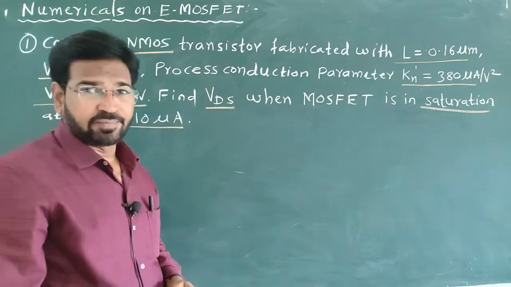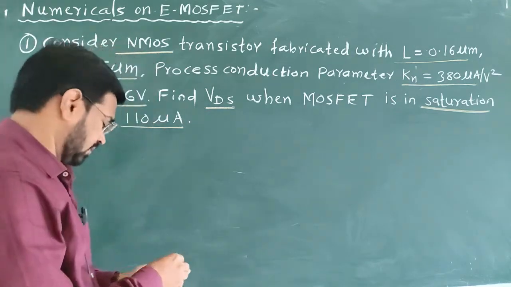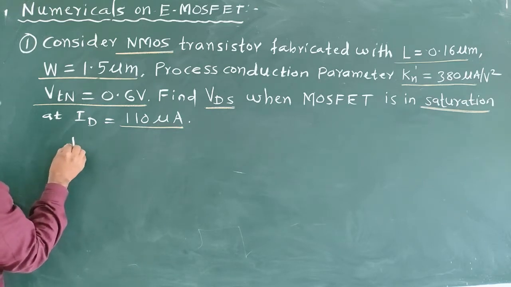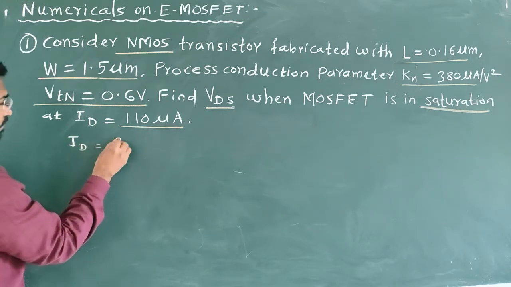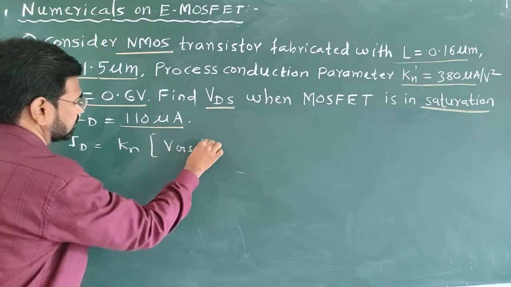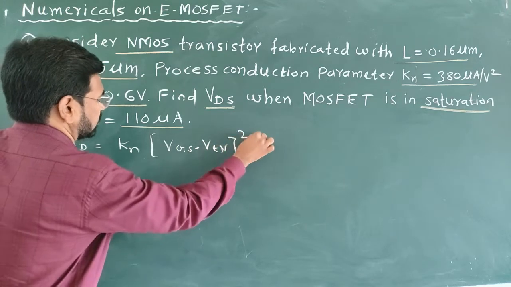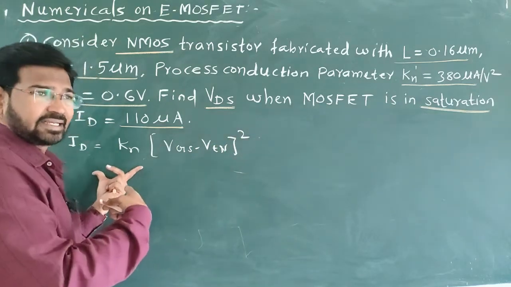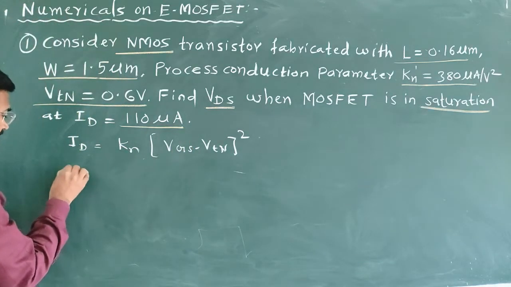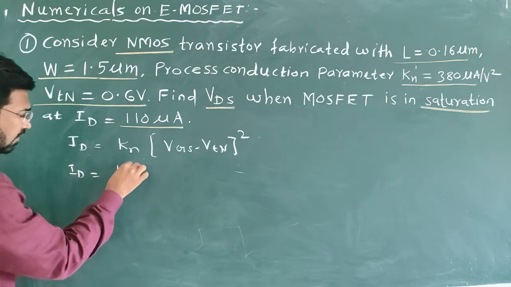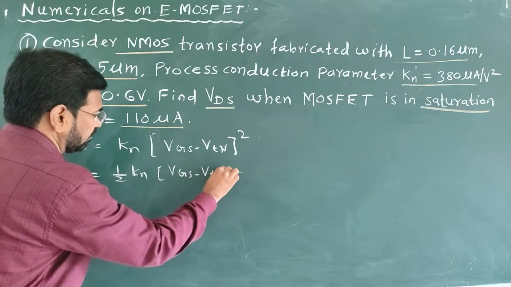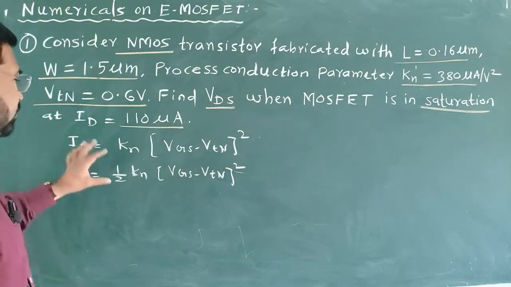Now, there are two equations mentioned in the books. The first equation is ID is equal to Kn (VGS minus Vtn) whole square. This is the drain current when the transistor is in saturation. One more equation mentioned in some books is ID is equal to half Kn (VGS minus Vtn) square. So, which one should we use?